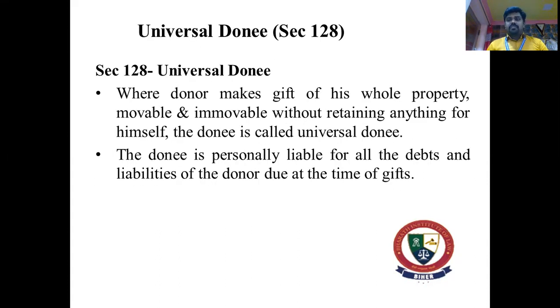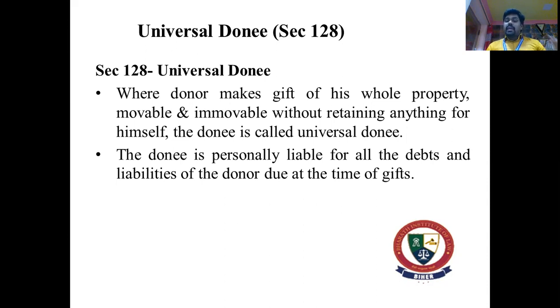Next is universal donee, which comes under section 128. Where a donor makes the gift of his whole property, movable as well as immovable, without retaining anything for himself, then the donee is called a universal donee. It is not that he gifts all the immovable and keeps the movable, or gifts all his movable and keeps the immovable. It has to be both the movable as well as the immovable property without retaining anything for himself. Then the donee, the person who is going to receive the gift, will be called a universal donee.